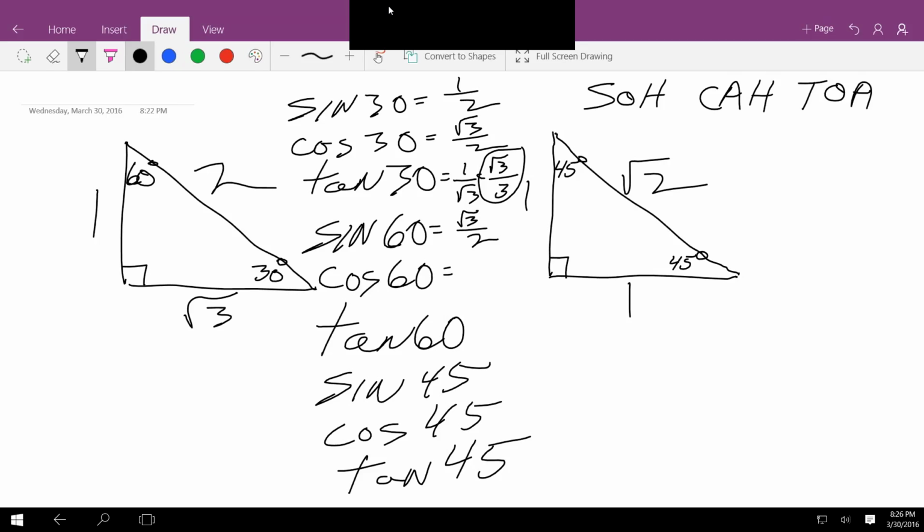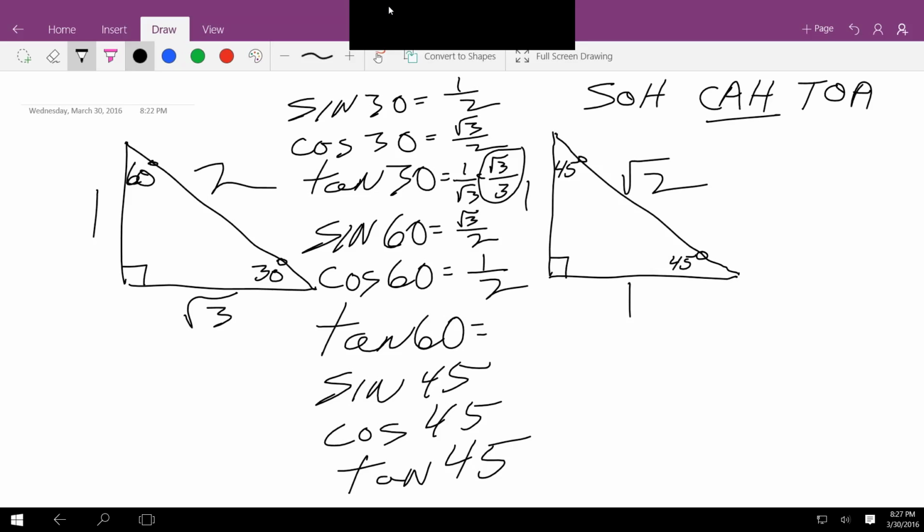I do like how nice and crisp that is. So cosine is adjacent over hypotenuse. What's the adjacent side to 60? The adjacent side to 60 would be 1. Okay, so it's 1 over 2. Notice the cosine of 60 is the same as the sine of 30. That's actually true of all cofunctions. There are a lot of cofunctions you haven't learned yet. But what's the tangent of 60?